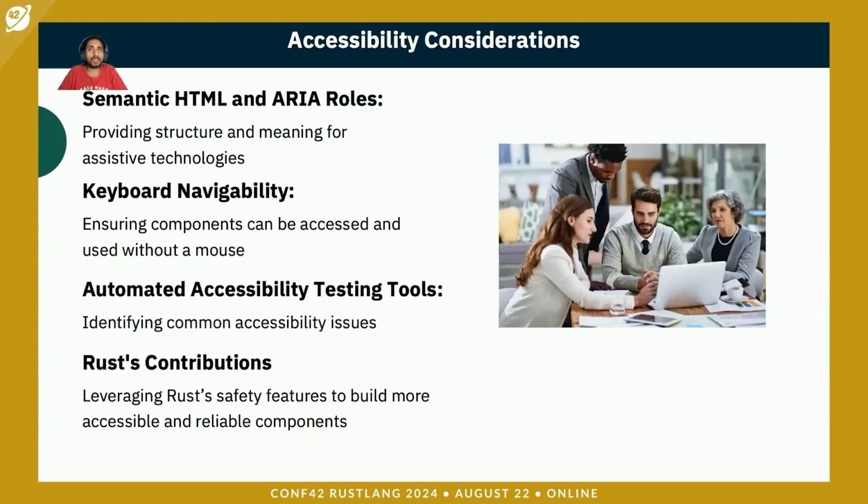Rust's contribution to accessibility is also worth noting. By leveraging Rust's safety features, you can build more accessible and reliable components that enhance the overall user experience. For example, Rust's strict type system and memory safety guarantees help prevent common bugs that could otherwise lead to accessibility issues.